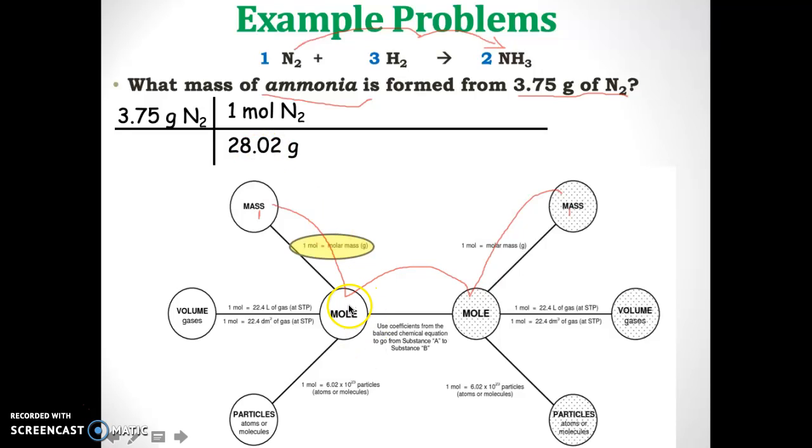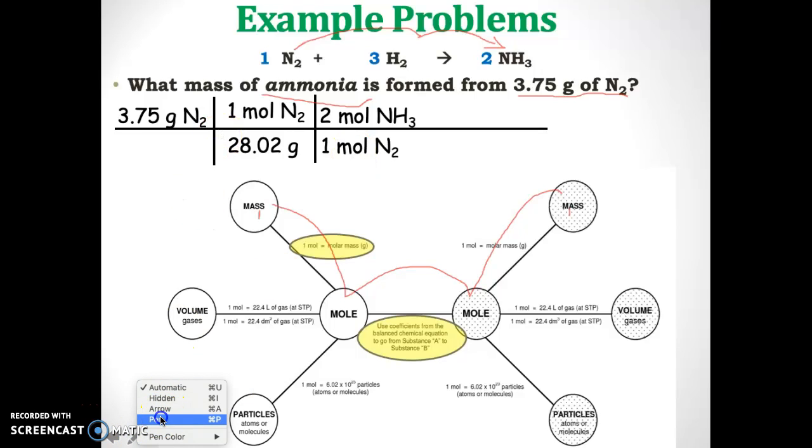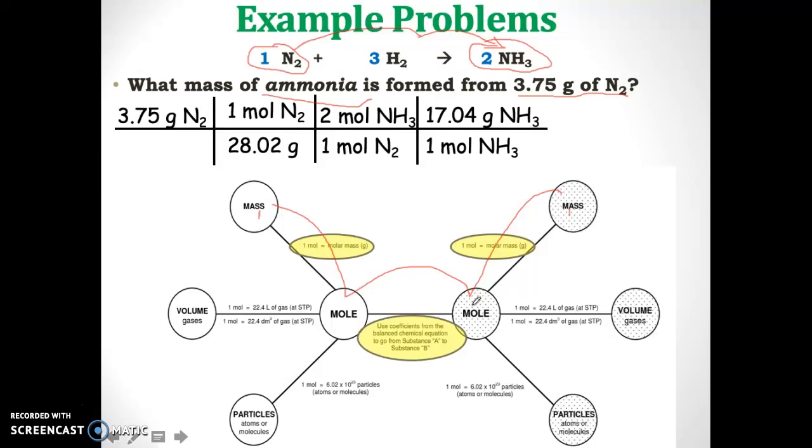Next, I have my mole bridge to go from 1 mole to another, with my substance that I'm starting with going on bottom, 1 mole of N2, the substance that I'm going to, ammonia, going on top. And where did I get this mole ratio? From my coefficients. Okay, notice my 1 mole of N2 comes from right here. My 2 moles of NH3 come from right here. That allows me to get to here, but I need to get to mass again. So to go to mass, 1 mole goes on bottom, the molar mass goes on top.